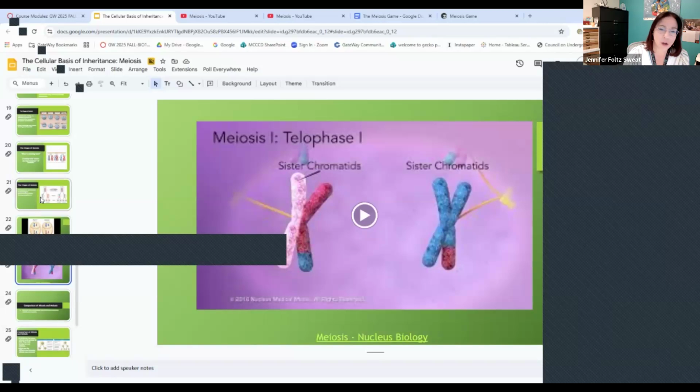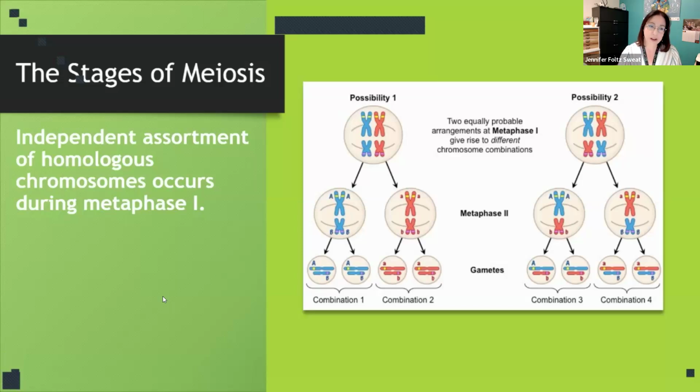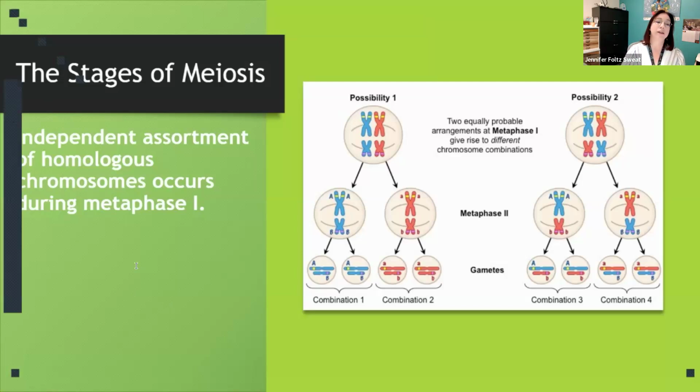Okay, so the other thing I want to show you is independent assortment of homologous chromosomes. So this occurs during metaphase 1. So crossing over only occurs in prophase 1, because in prophase 2, you no longer have homologous chromosomes, right? Now, the next place that you get genetic recombination is metaphase 1, independent assortment of homologous chromosomes.